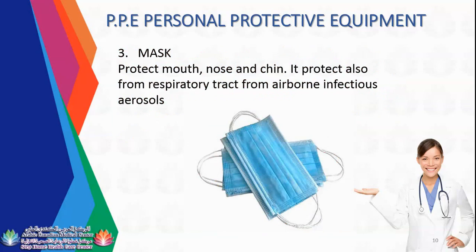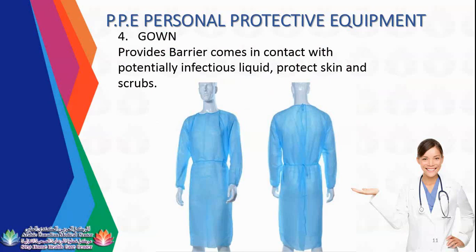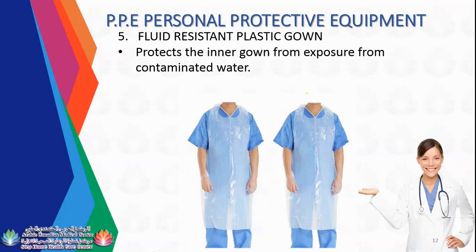Mask protects the mouth, nose, and chin. It also protects the respiratory tract from airborne infectious aerosol. For now, a mask is actually already sealed, but if your MSDS states a respirator, then you need to put on a respirator, not a mask. Gown provides a barrier when it comes in contact with potentially infectious liquid, and protects skin and scrubs. So over the outer layer of your gown, you need to place a fluid resistant plastic gown to protect the inner gown from exposure to contaminated water.